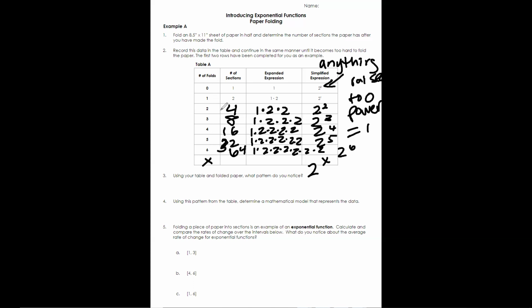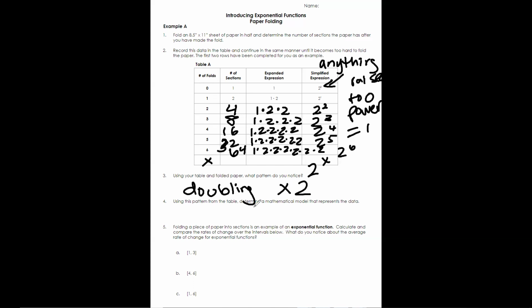Okay, so using your table and folded paper, what patterns do you notice? So look at our number of sections. What's going on here? Looking at our number of sections, what's happening there? They're doubling, they're increasing. Okay, so we're doubling, also known as multiplying times 2.